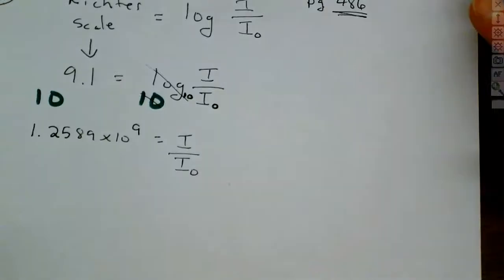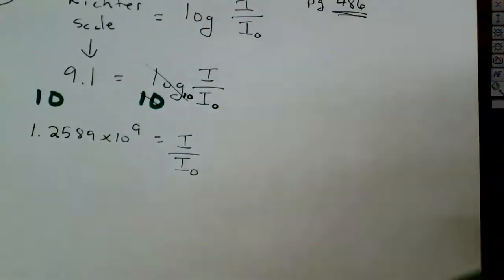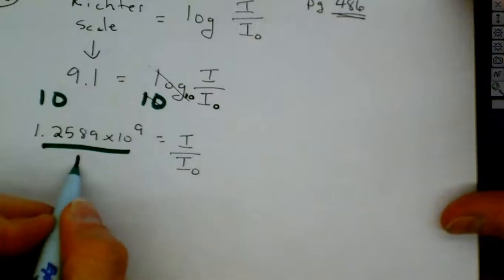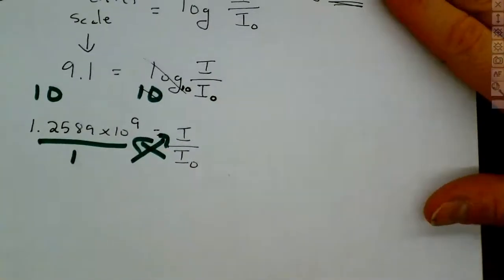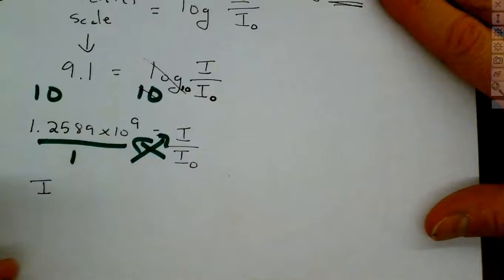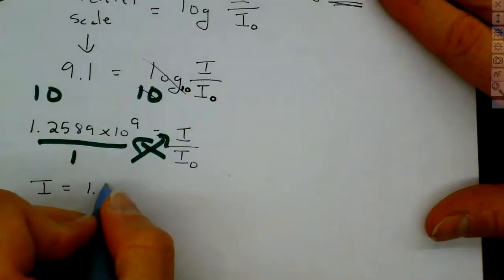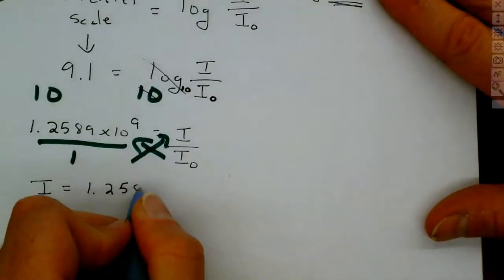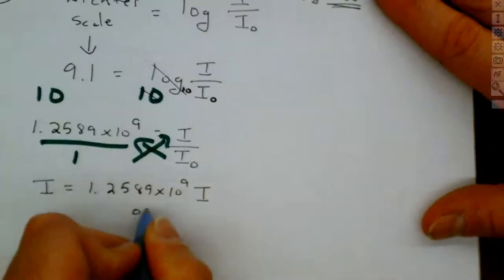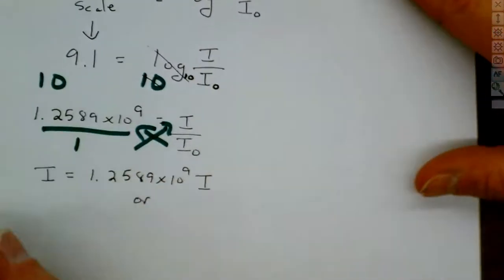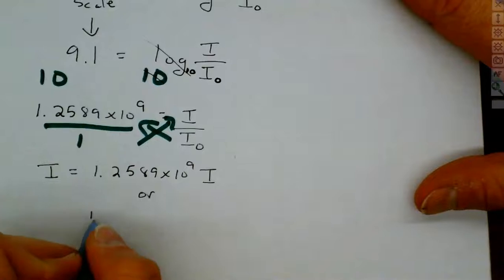We can either keep it in scientific notation or rewrite it in standard notation. Now, we want to solve this for I, so I'm just going to cross multiply. And this gives us I, which is what we want, equals 1.2589 times 10 to the 9th I naught. Or, if we rewrite this in standard notation, this is a huge number.